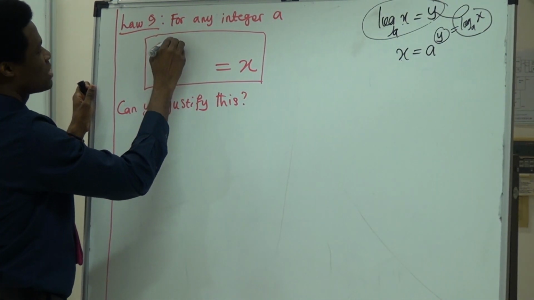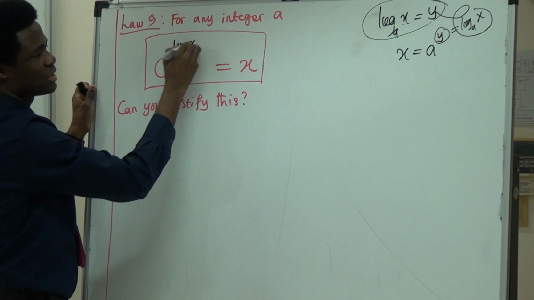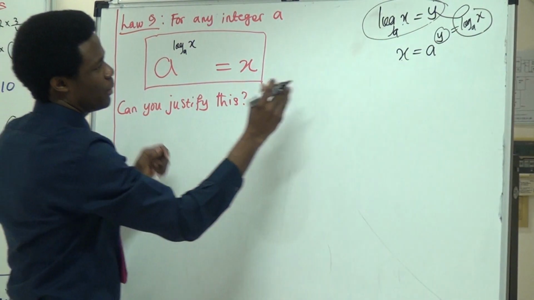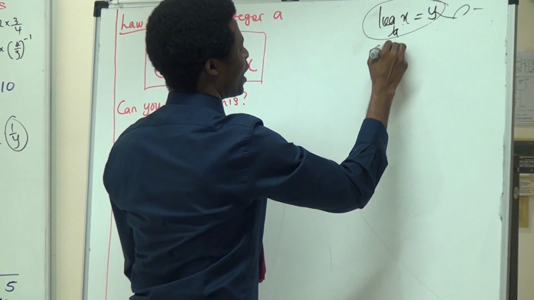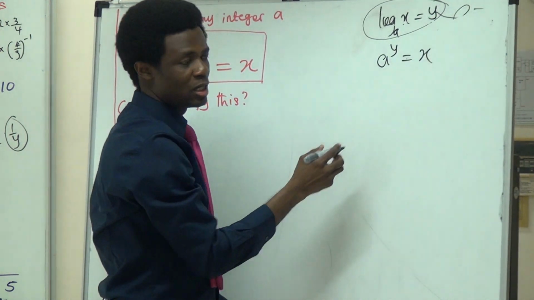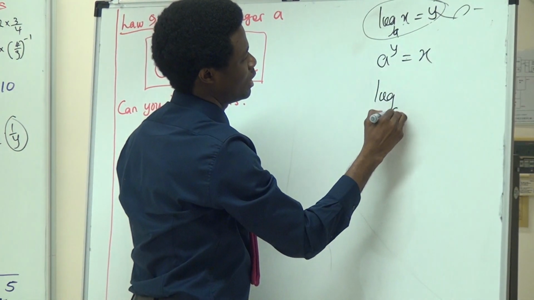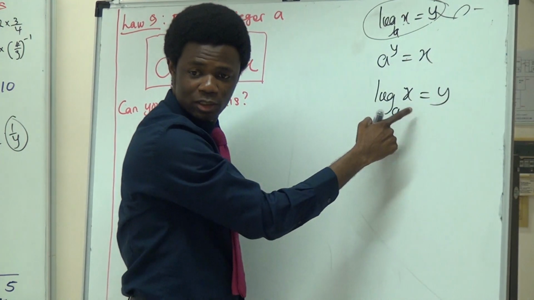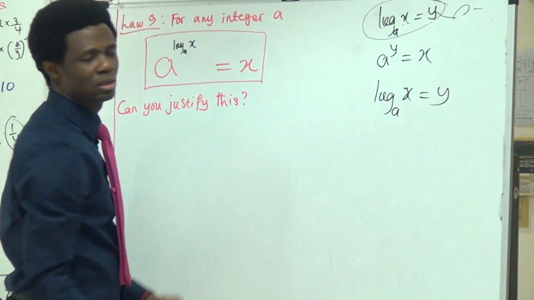Okay. That y is now log base a of x. So this step is this step: a to the power y equals x, and this is the same as log base a of x equals y. You agree?